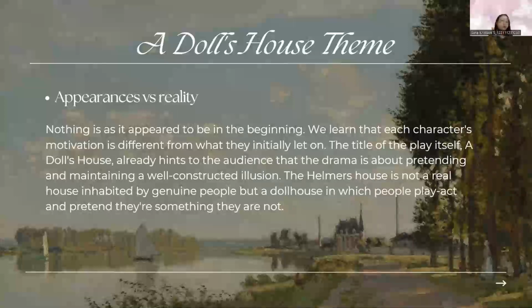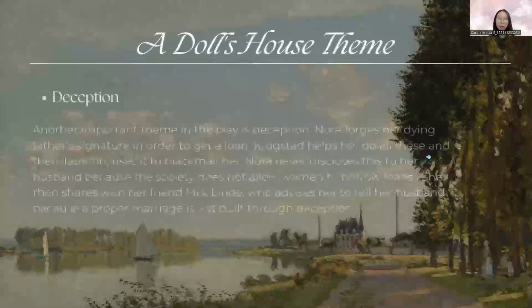Okay, so the next theme is appearance versus reality. Nothing is as it appeared to be in the beginning. We learn that each character's motivation is different from what they initially led on. The title of the play itself, A Doll's House, already hints to the audience that the drama is about pretending and maintaining a well-constructed illusion. The Helmers' house is not a real house inhabited by genuine people, but a dollhouse in which people play act and pretend they are something they are not.